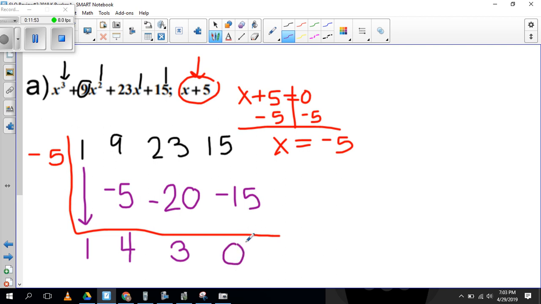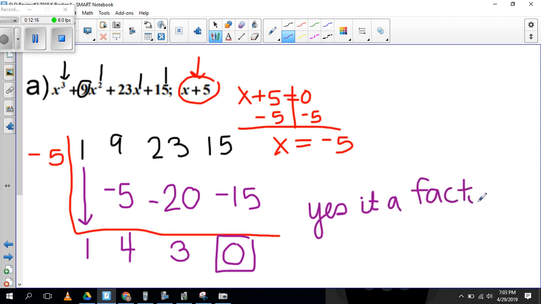So, if our last answer here, and guys, make sure you finish all the way to the end. I know when we were doing this, a lot of y'all forgot to carry out and make it a 0. So, if it's a 0 here, yes, it is a factor. Yes, it's a factor, because there's no remainder. No remainder. Okay, let's try another one.